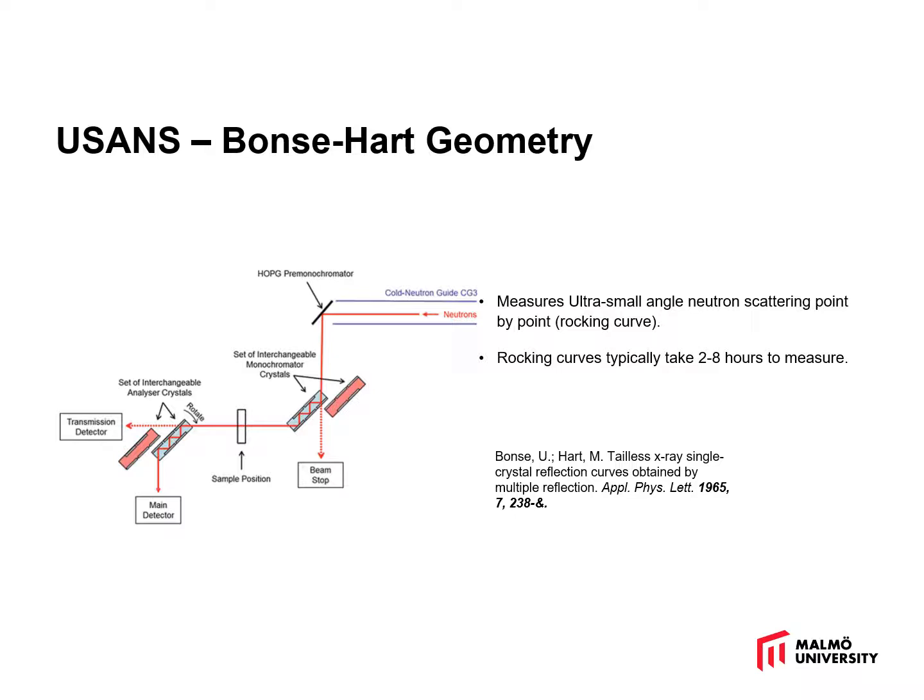Now, I'll just mention this instrument briefly. This is a USANS, and it's a Bonse-Hart geometry. There's a few different kinds of USANS, and they vary in how they detect neutrons. Some of them have area detectors, some of them have point detectors, and in principle, this instrument has a point detector as well. So every point on the scattering curve is measured a point at a time, and you can see that it means that it's not so good for kinetics, because a typical measurement or a rocking curve takes 2 to 8 hours to measure.